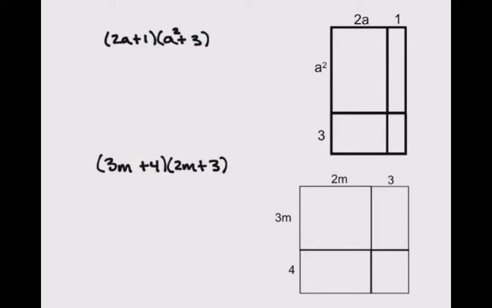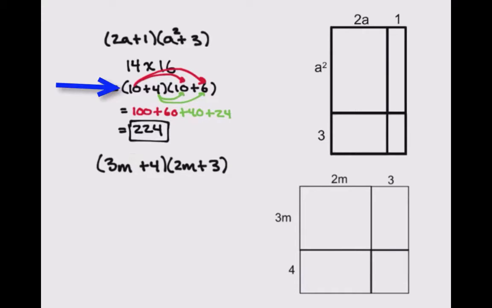All right, now let's go ahead and multiply some polynomials. And this is going to be a direct extension of what we just talked about. For instance, in our first example, all we've got is one number plus another number, times one number plus another number. It's no different than, for instance, 10 plus 4 times 10 plus 6. We're going to handle it in exactly the same way.